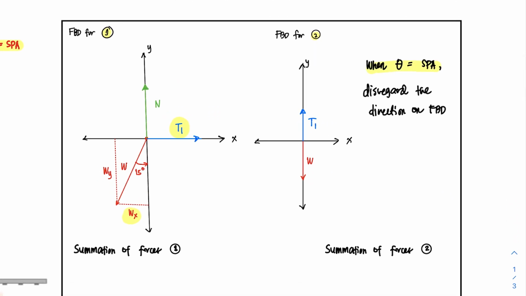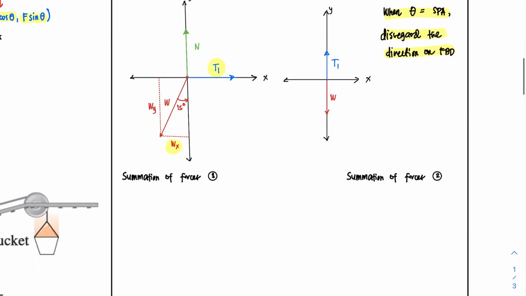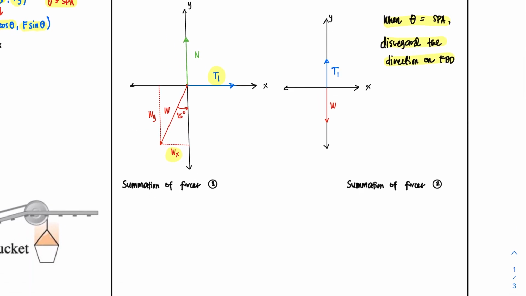Now, I know there is this statement over here, so let me read it for you. When theta is in SPA, you disregard the direction of the forces on your FBD. I know that sounds terrifying, but I will explain what it means when we deal with our summation of forces later. Okay? So let's try to do the summation of forces of body 1.